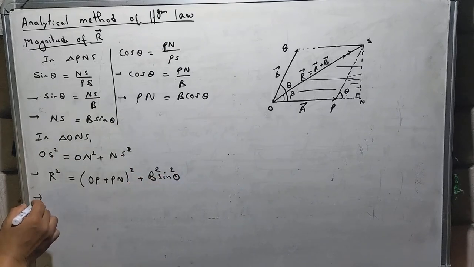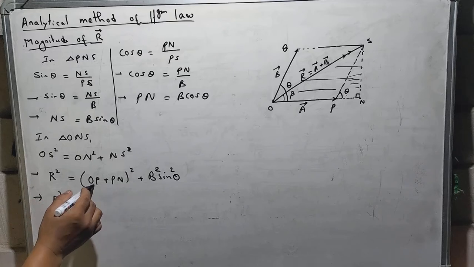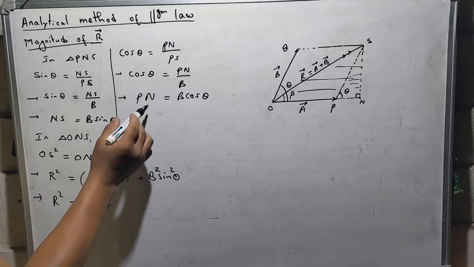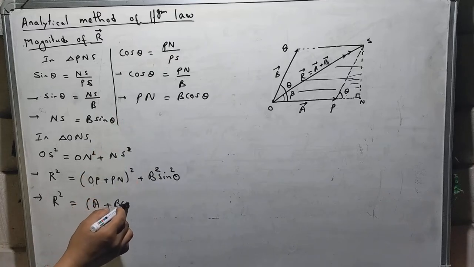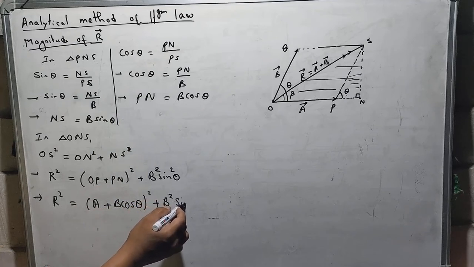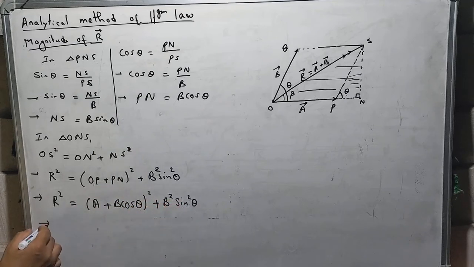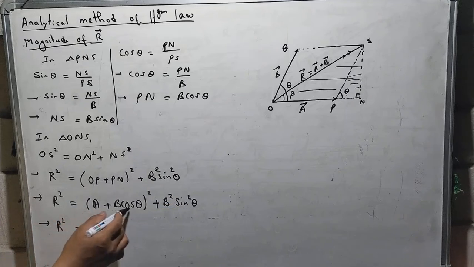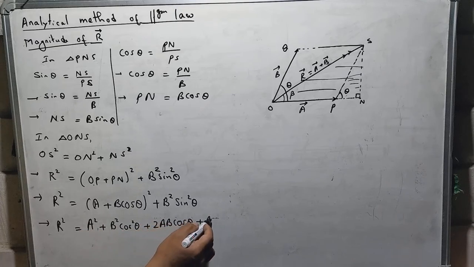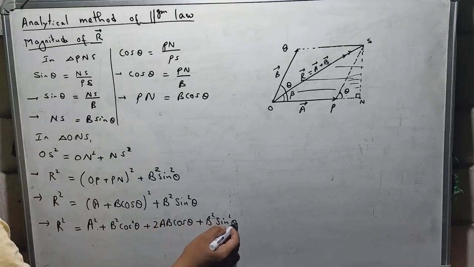Alright. Next, R square is equal to OP, which is the magnitude of vector A, plus PN, and PN is equal to B cos theta, whole thing square, plus B square sine square theta. Or R square is equal to, applying the formula (a plus b) whole square, A square plus B square cos square theta plus 2AB cos theta plus B square sine square theta.